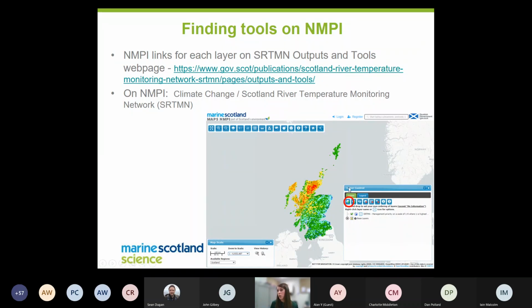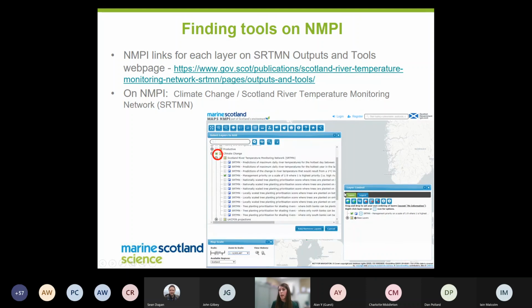You go to the Add Layers tool, which is highlighted here with this red circle. You'll then get a list of different sections, and all of the Scotland River Temperature Monitoring Network are housed under the climate change section. So you click on the section, it goes green, and then it opens all of the tools that are available for those layers underneath. And you click on the tool that you're interested in, you'll see the green tick, hit the add or remove layers, and then it will appear for you on the NMPI page.